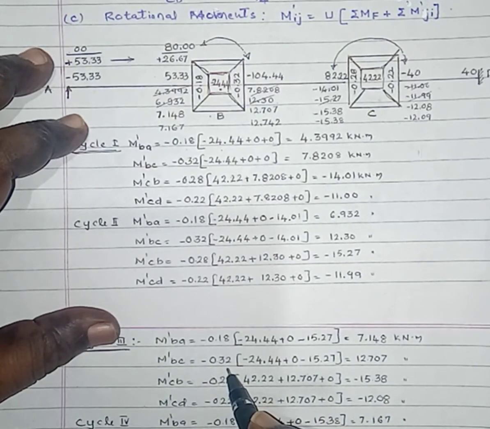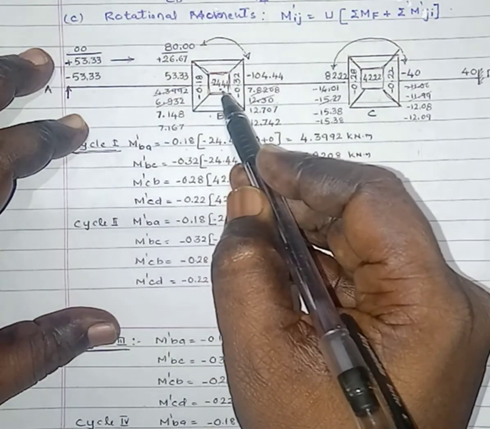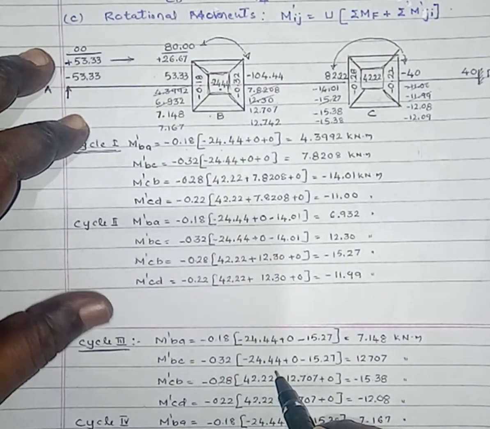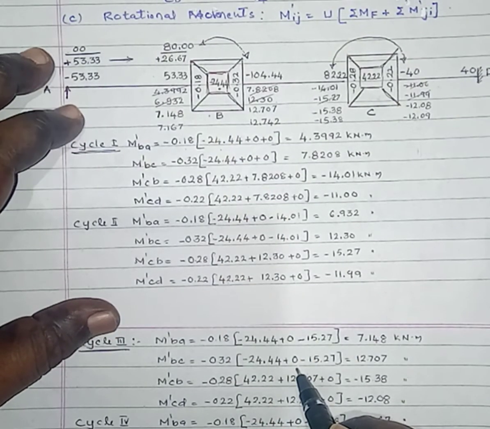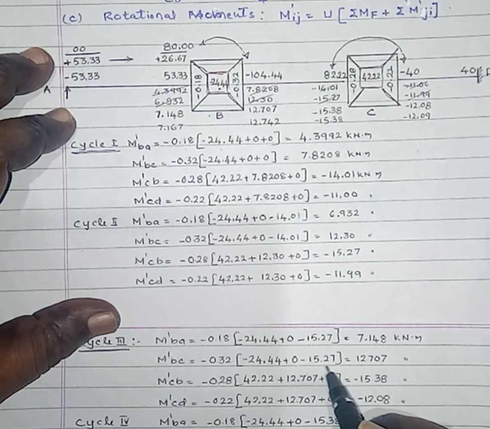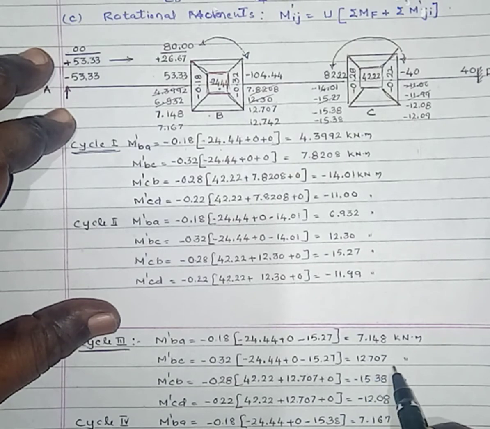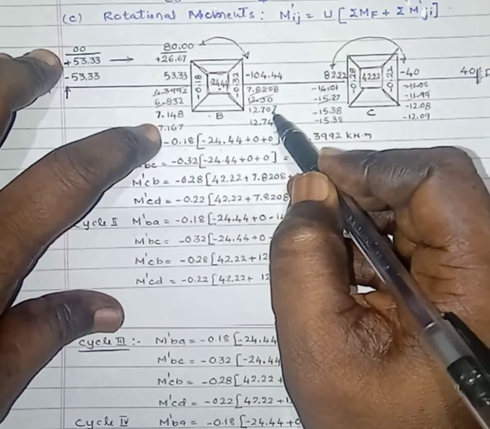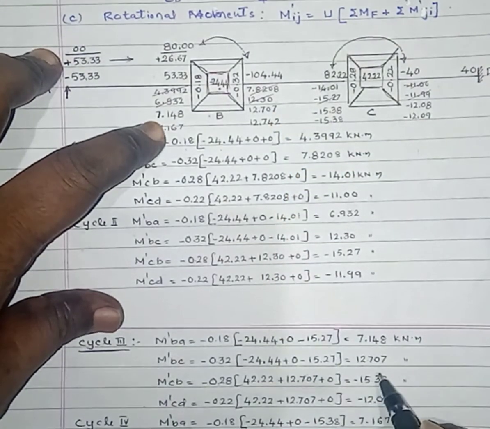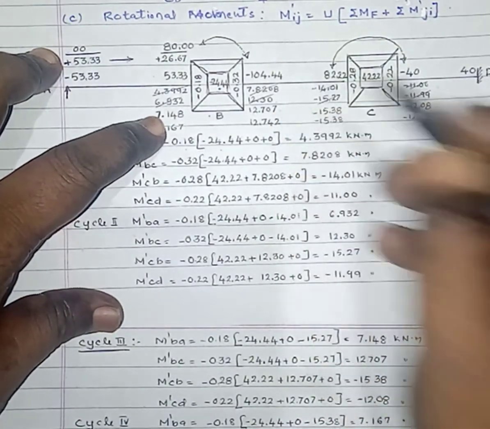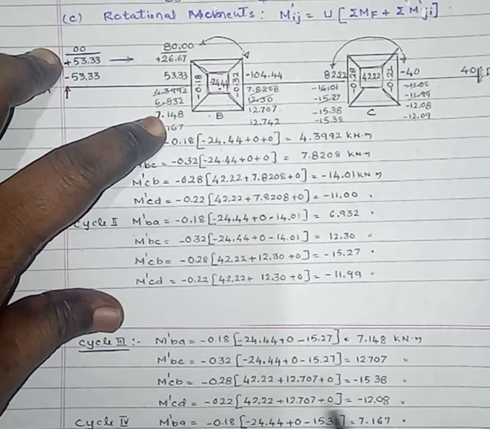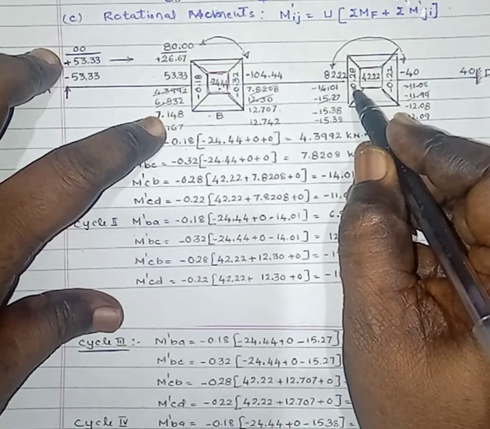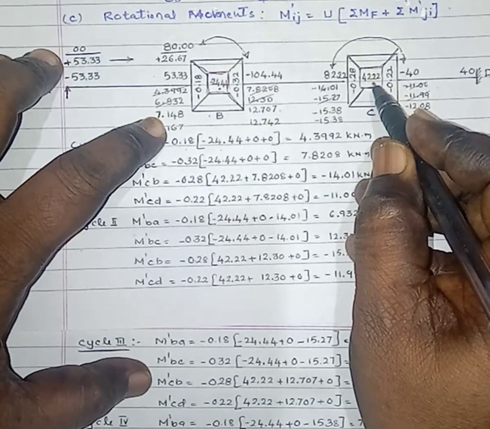Similarly for BC, m dash BC equals the rotational factor, that is minus 0.32, times, inside the bracket, the sum of the fixed end moment, that is minus 24.44, plus far end from A, that is 0, and from another far end C, that is minus 15.27. Then after simplification you will get the value of 12.707 kilonewton meter. Then here we have written 12.707 as the third cycle value.